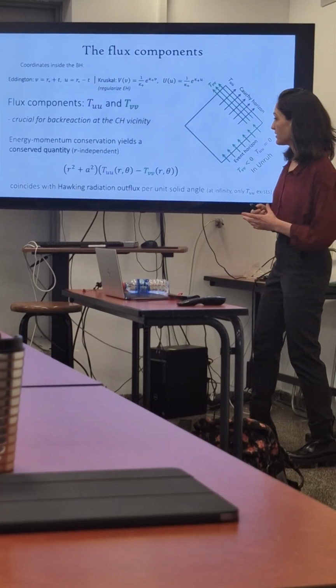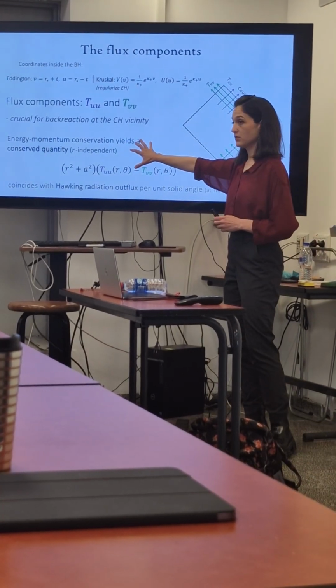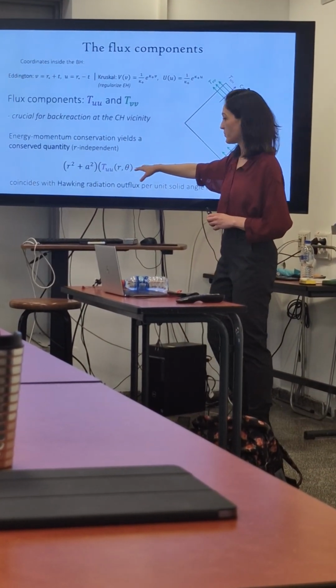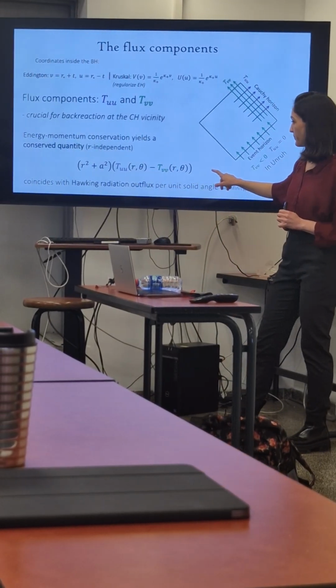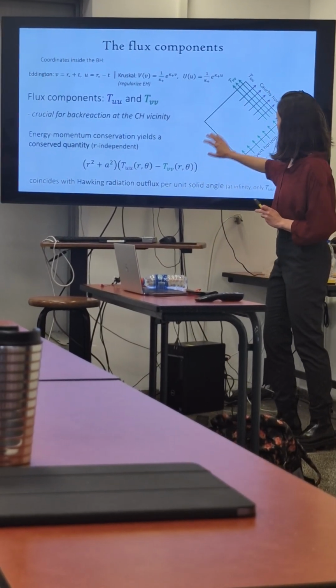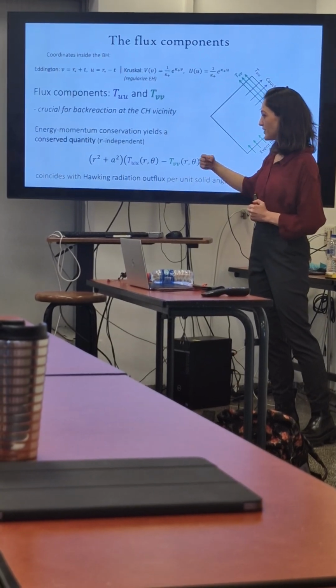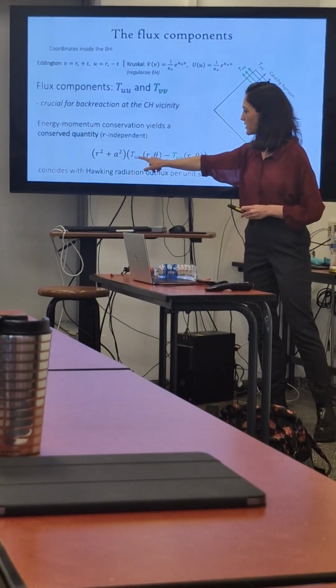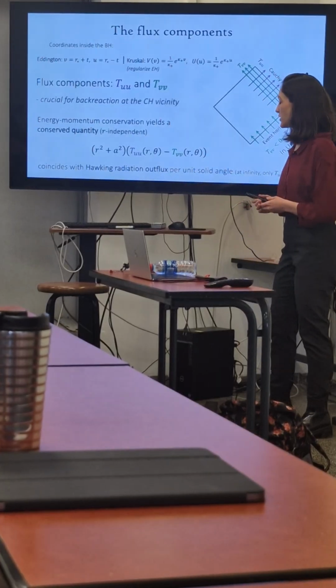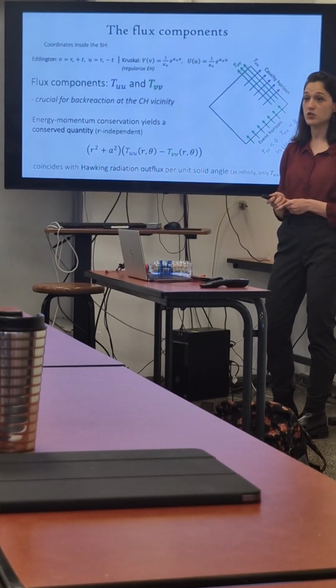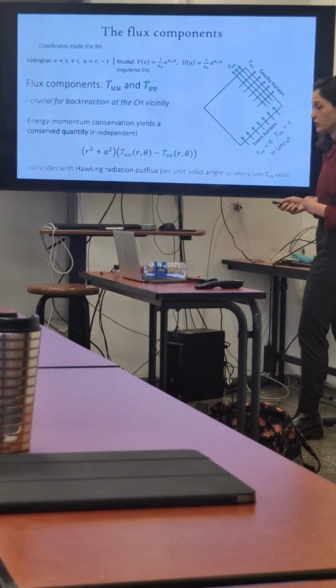Now another fact is that energy momentum conservation yields a conserved quantity, r independent, which is related to the difference between the fluxes. So even if we evaluate this inside the black hole, taking it to infinity, where only T_UU exists, then this quantity coincides with the Hawking radiation outflux per unit angle.